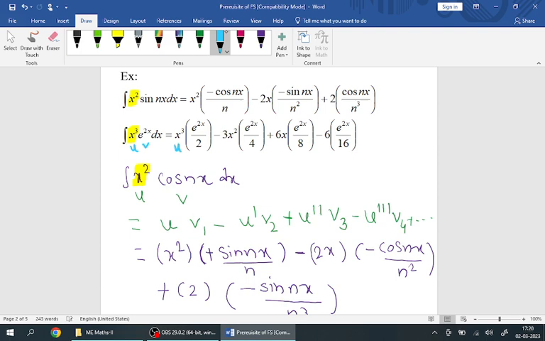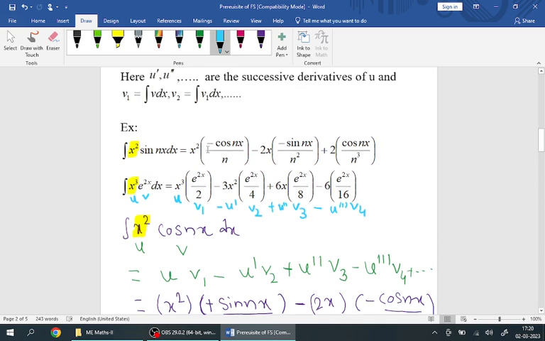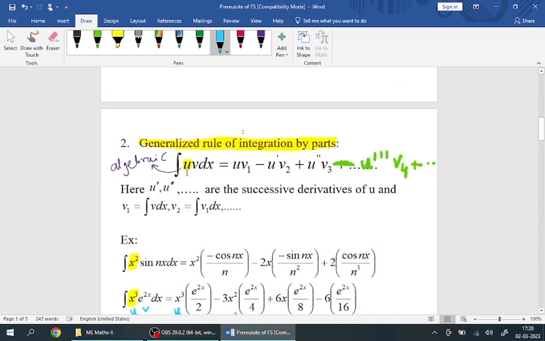So this one is u, this one is v1, minus u dash v2, plus u double dash v3, minus u triple dash v4, that way. Now you will observe u triple dash is 6, so the fourth derivative is 0, so it is not written there. So remember, generalized by parts. Many of the examples of Fourier series you can do with the help of generalized by parts. This is a very important prerequisite of Fourier series.